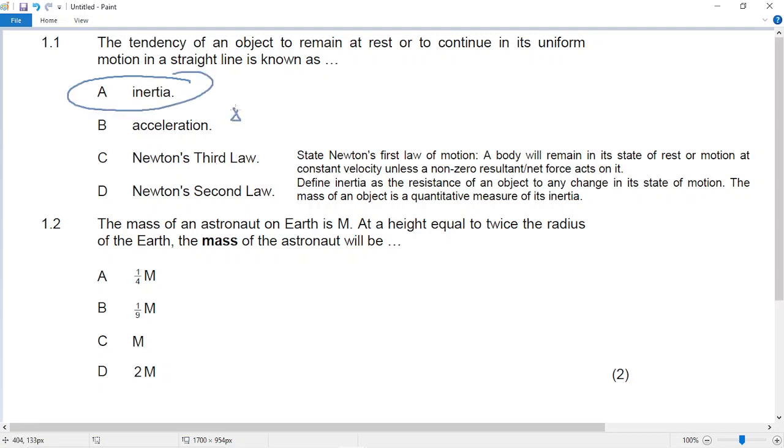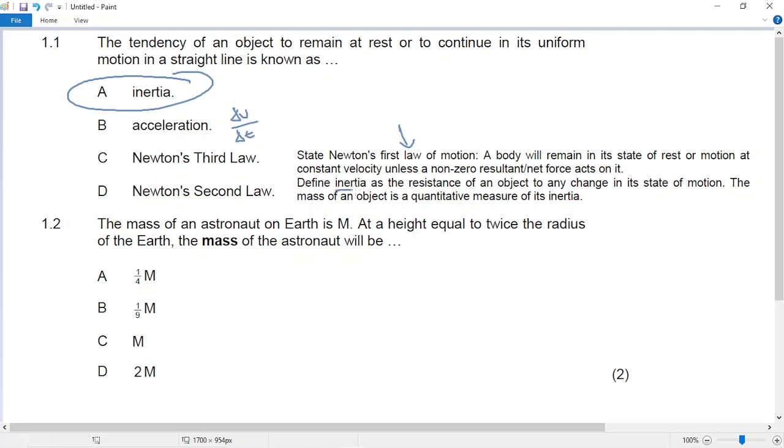Acceleration is the rate of change of velocity. Newton's third law is about equal and opposite reactions. Newton's second law is about acceleration. So you can get confused with Newton's first law of motion, because if you have a look here, it says a body will remain in its state of rest or motion at constant velocity unless a non-zero force acts on it. That's the first law.